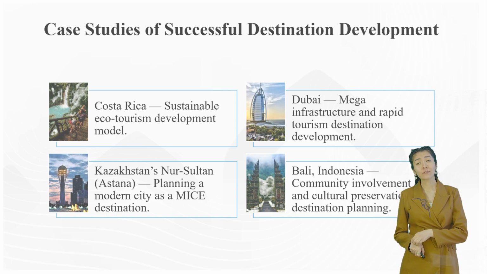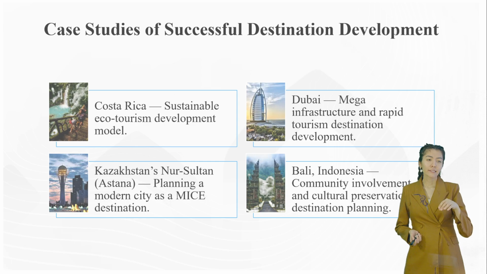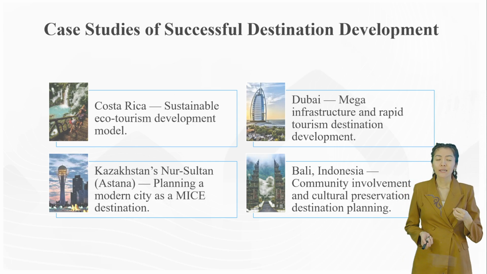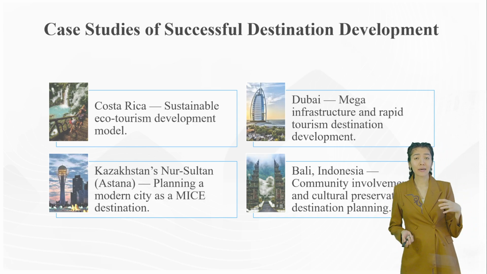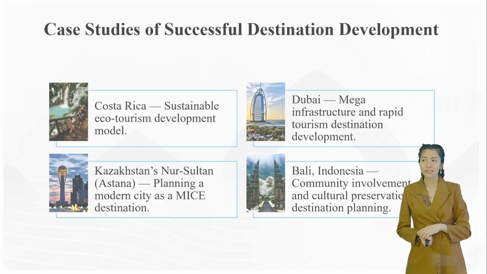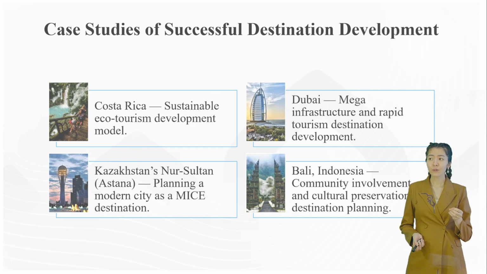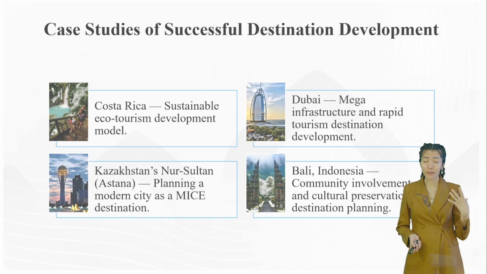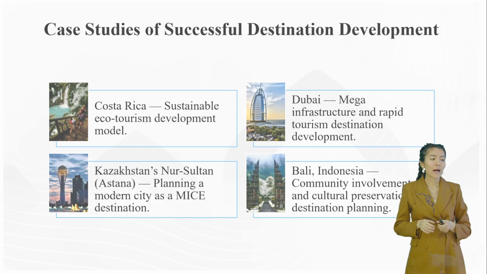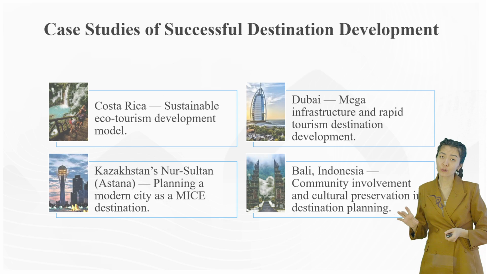A very successful case study in destination development and planning is Costa Rica, because they mostly focus on sustainable tourism and ecotourism, and they are doing very well. Another best example is Dubai, which mostly focuses on the smart city, and its infrastructure is at a very high level, focused on smart or urban tourism. Kazakhstan tourism mostly focuses on mass tourism; Astana is planned as a modern, contemporary urban city. And finally, Bali, Indonesia. They mostly focus on community engagement and cultural preservation, which is also one way to be a more competitive destination.